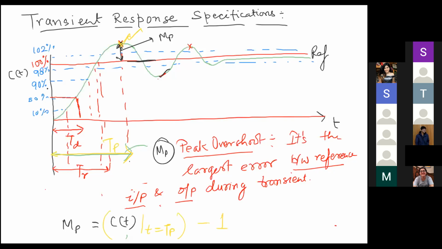Now if we solve this one, we get e to the power minus pi zeta under root of 1 minus zeta square. And if we want it as a percentage, then we write MP percent is e to the power minus pi zeta under root of 1 minus zeta square, into 100. So this one is the peak overshoot. We are going to find all these expressions through C(t), and that we will discuss in the later part of the lecture.